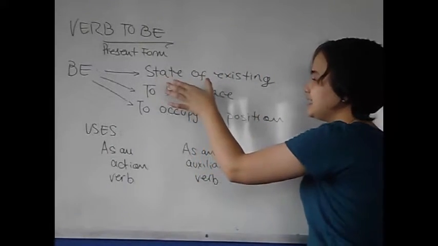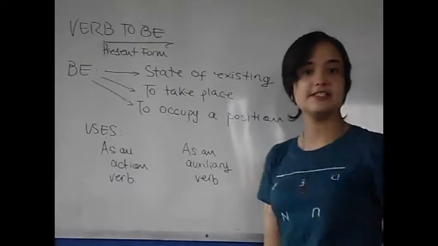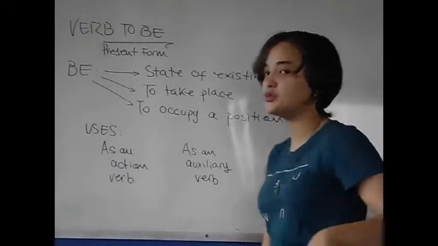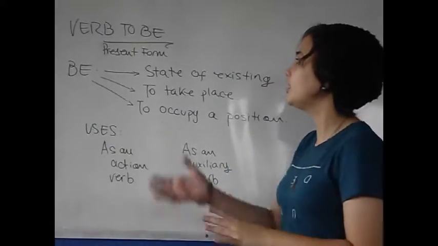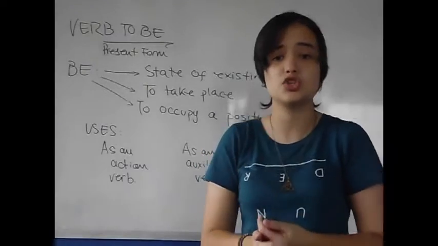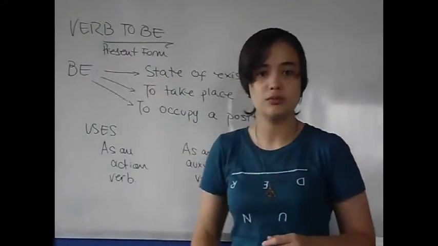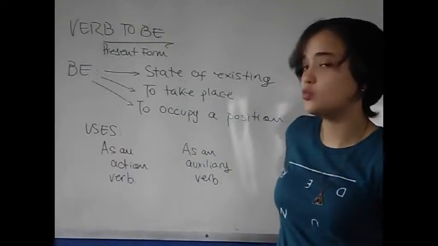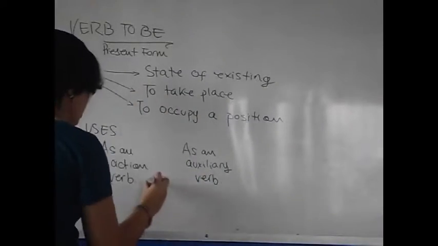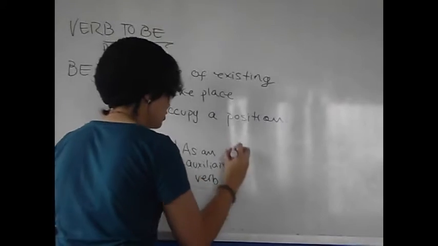It is defined as the state of existing or living, to take place or to occur, and basically to occupy a position or a place. So we already know that the verb to be is the principal point of the whole English language, and even more in its present form. So the two uses we are treating today as general are as an action verb and as an auxiliary verb.